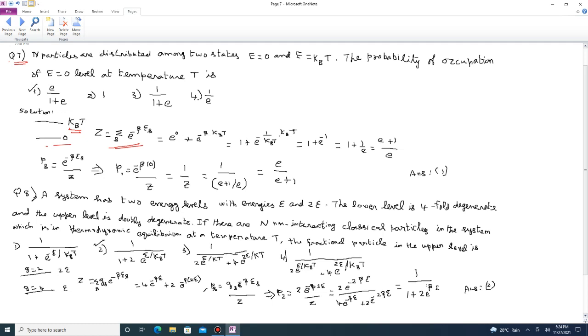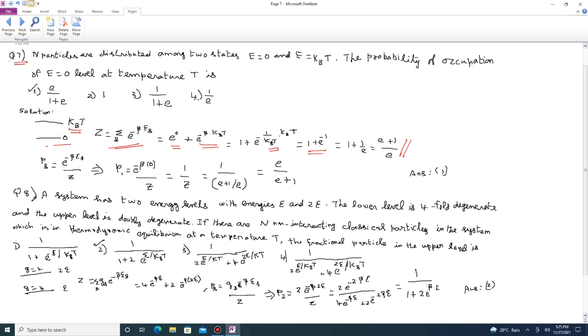The energy is 0, so e power 0. The second one is kBT, so this is e power minus beta kBT. So this becomes 1 plus e power minus beta kBT, and beta we already know is 1 by kBT. So substitute beta as 1 by kBT. This expression becomes 1 plus e power minus 1, or 1 plus 1 by e, and if we take e as a common factor, it becomes e plus 1 divided by e.